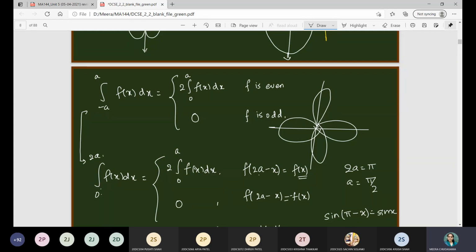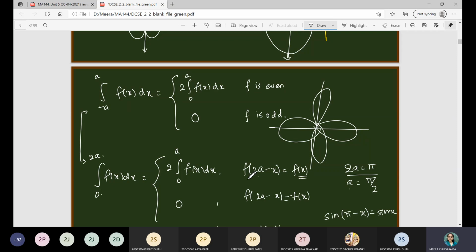What do we have to evaluate? We want to evaluate sine raised to 4. So what is our function now? Function is sin x, in which 2a, that is the integral limit, is from 0 to pi. So 2a is pi, so a is pi by 2. So the integration will be 2 times 0 to pi by 2 of f of x, sine raised to 4 dx, if this condition is satisfied.